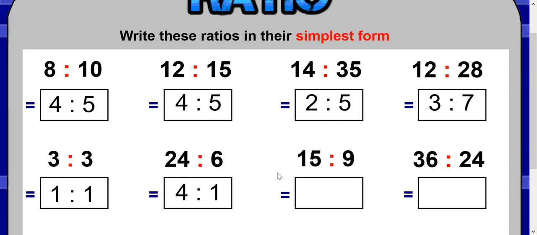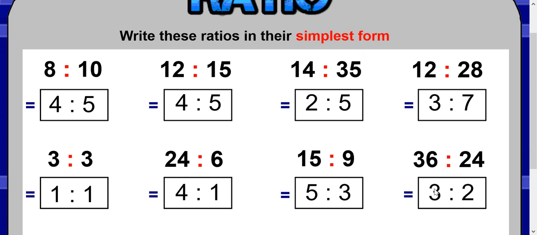15 to 9, they're both in the 3 times table, so that's going to be 5 to 3. And finally on the last one, there's several ways to do this. If you want to go directly to the answer, the biggest number that these both can divide by is 12. So if you divide them both by 12, you'll get 3 to 2.